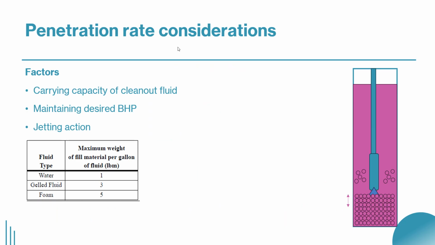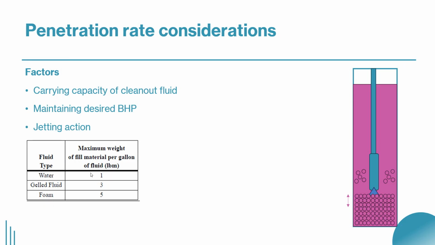So let's talk about the considerations for fill removal operation. The first consideration is about penetration rate. So what are the factors affecting the penetration rate of coiled tubing into the fill? The first factor is the carrying capacity of the clean out fluid. Different fluids have different carrying capacity.